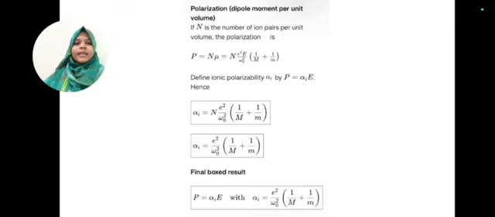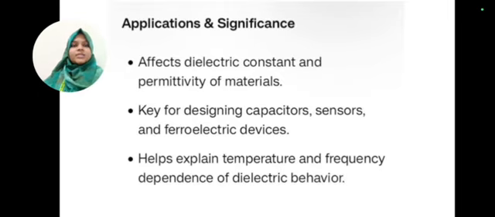The result of the ionic polarization derivation is P equals alpha I capital E, with alpha I equals e square divided by omega naught square into 1 by capital M plus 1 by small m. Applications and significance of ionic polarization: it affects dielectric constant and permittivity of materials. Key for designing capacitors, sensors, and ferroelectric devices. Helps explain temperature and frequency dependence of dielectric behavior.